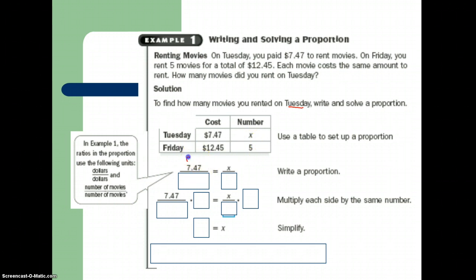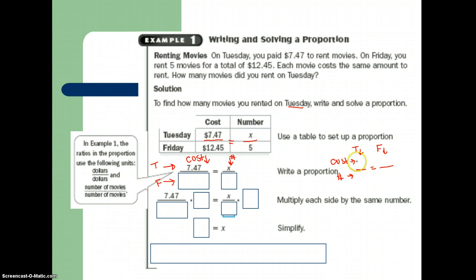There's a couple ways you can do it. They're going to put the cost as one fraction, and the number of movies as another. This is actually the way the table looks. We just made these into fractions and set them equal to each other. The numerators are Tuesday, the denominators are Friday. You could switch this up and have cost as your numerators, and the number of movies as your denominators.